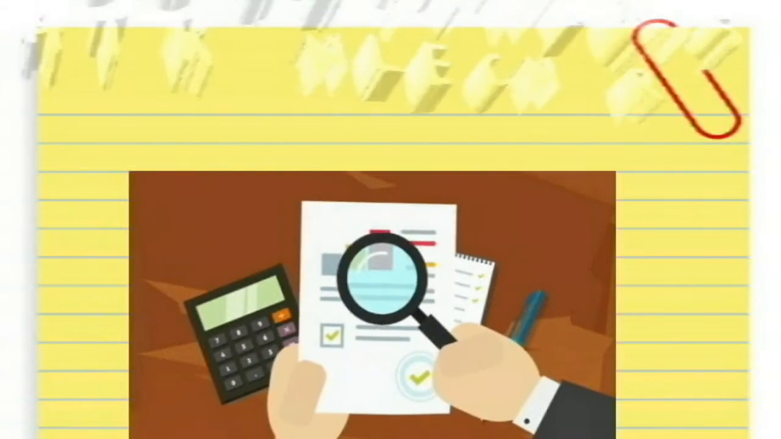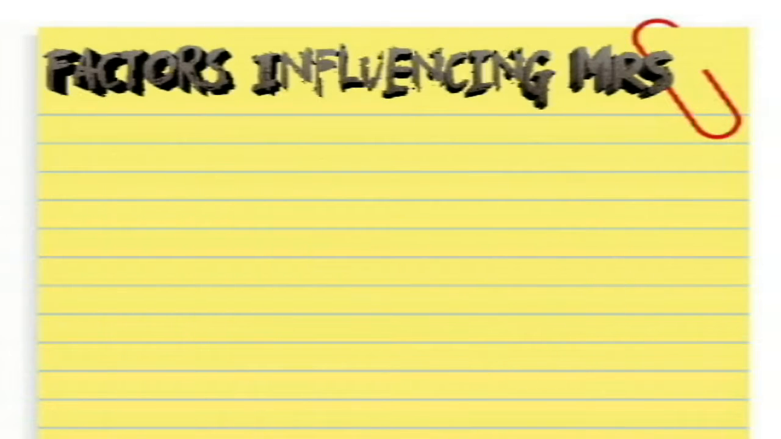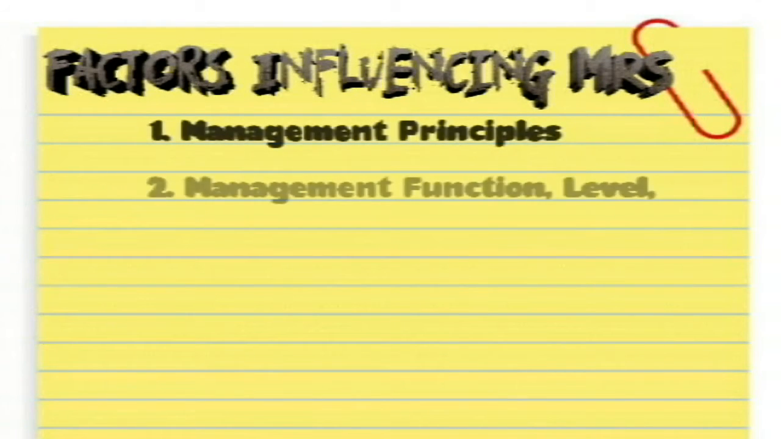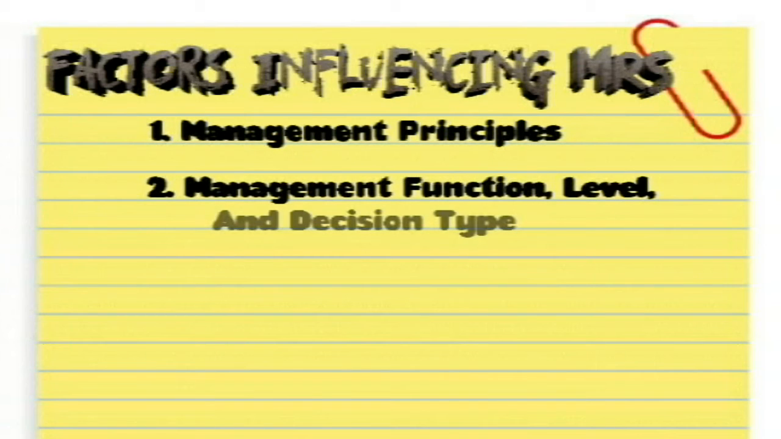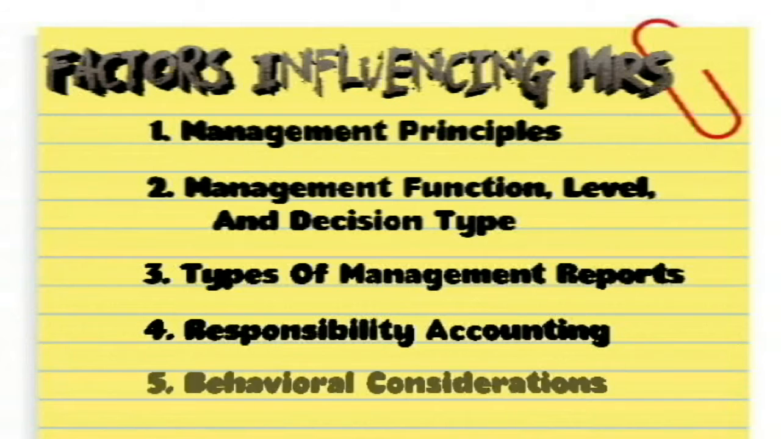Factors that influence the MRS. This section examines several topics that provide insight into the factors that influence management information needs. These are management principles, management function, level and decision type, types of management reports, responsibility accounting, and behavioral considerations.